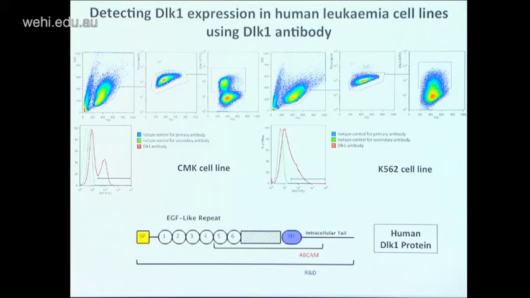For K562, it's not as nice. It's more of a spread, but still, compared to the isotype control antibodies, there is clearly a positive population there. So I've used both antibodies to conduct experiments looking at Dlk1 positive and negative cells, and in the meantime, I wanted to do validation to make sure they do what they're supposed to do.